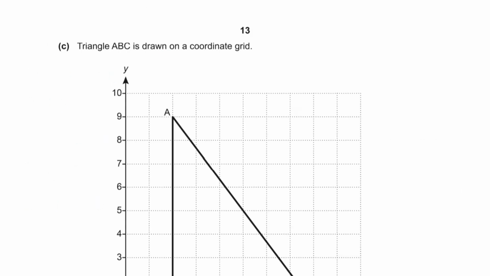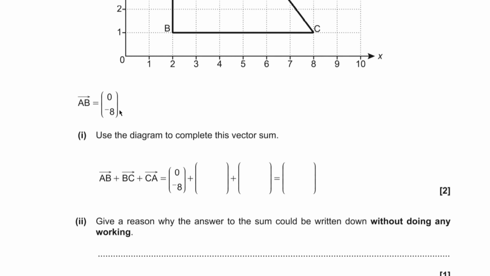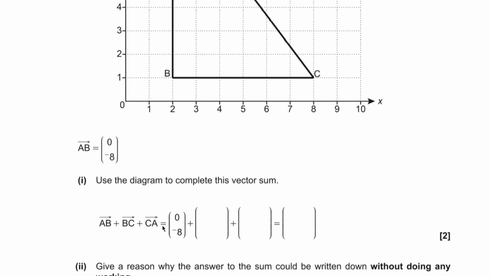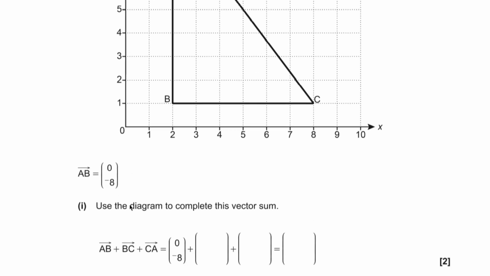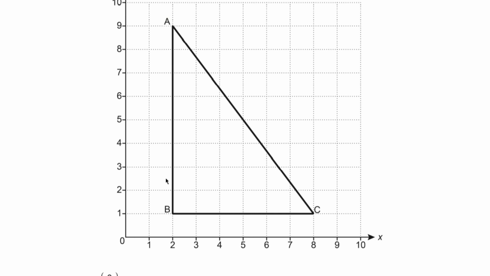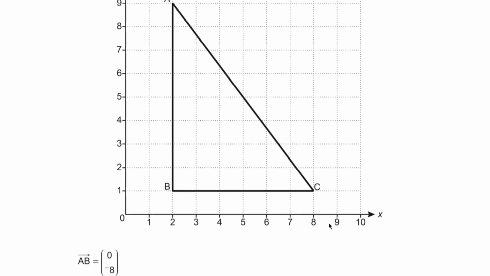Part C. Triangle ABC is drawn on the coordinate grid. AB is equal to the vector 0, negative 8. For the first part, we have to use the diagram to complete this vector sum. So we've got AB plus BC plus CA. So we've got what AB is, that's 0, negative 8, and then we've got B to C. What is B to C? Well, we go 6 across and 0 up.